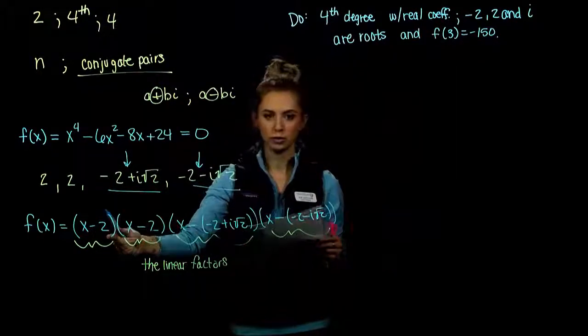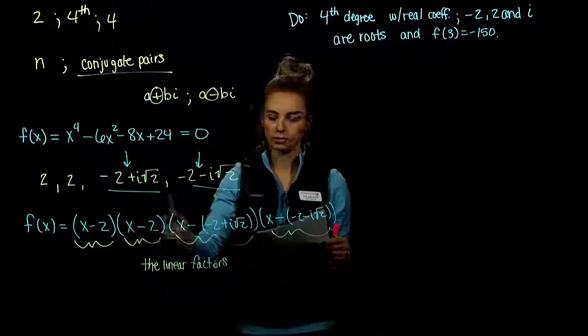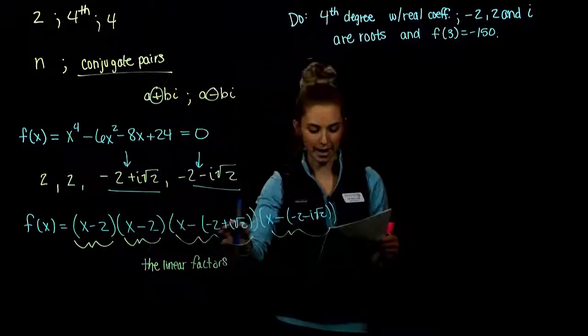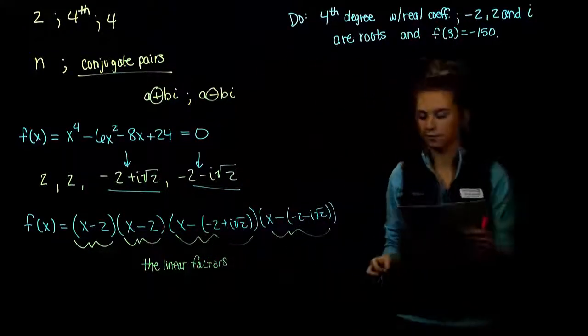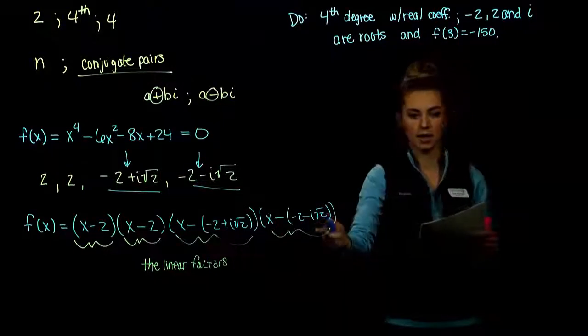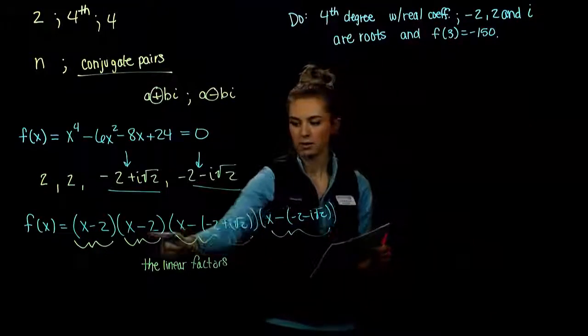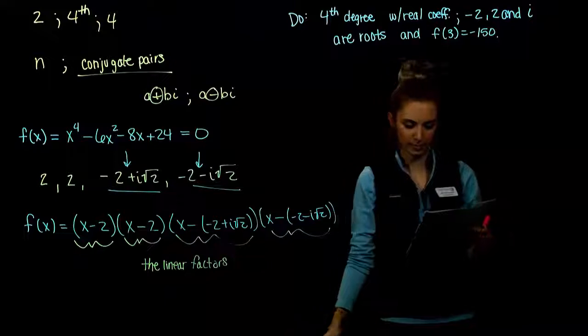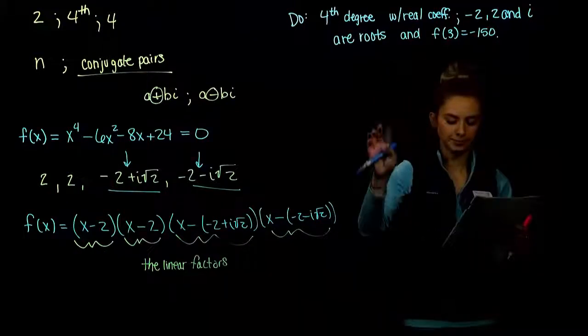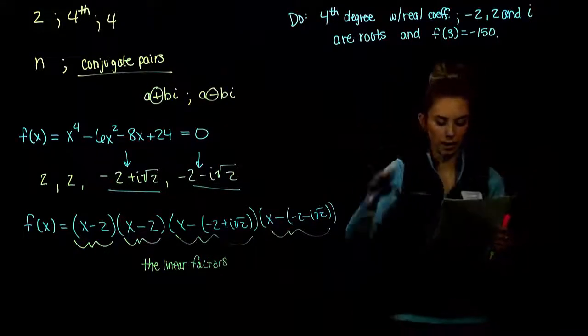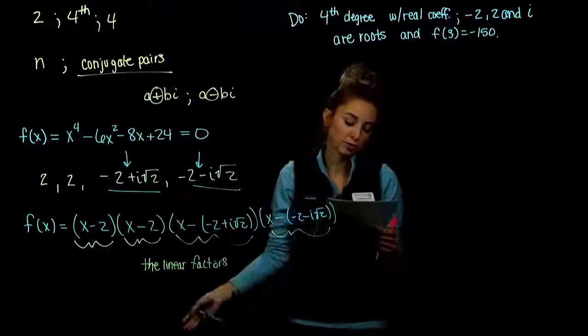X minus the root, x minus the root, x minus the root. Doesn't matter the form of the constant on the end. Could be a complex number, could be a rational one. Doesn't matter. So we're going to use that to find a fourth degree polynomial equation, polynomial function.